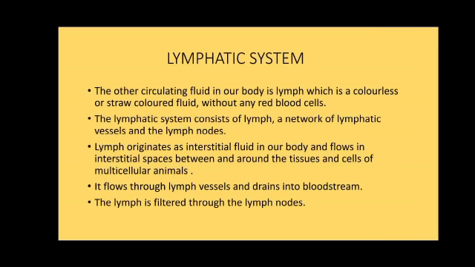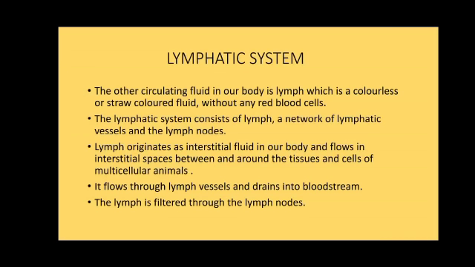Now let us learn about the lymphatic system. The other circulating fluid in our body is lymph, which is a colorless or straw colored fluid and is without any red blood cells. The lymphatic system consists of lymph, a network of lymphatic vessels, and the lymph nodes.